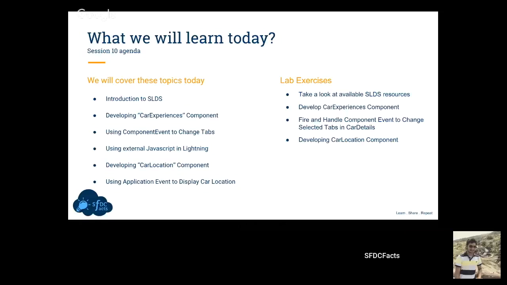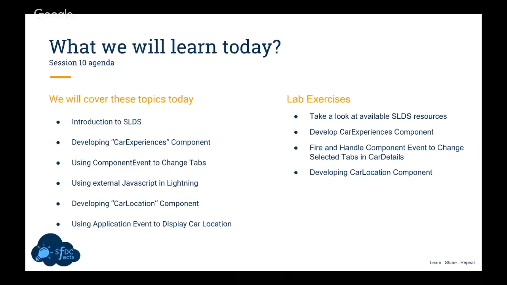Then we'll be developing our car location component to show the car's current location on the Google Map. That also we'll be doing today. And then we'll be using an application event that will carry your car's longitude and latitude, and that will be passed to our car location component to display the location on the map. Once we do all these activities, our rent a car application will be completed.